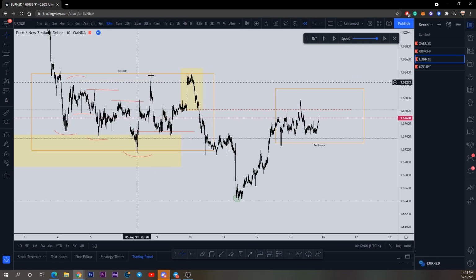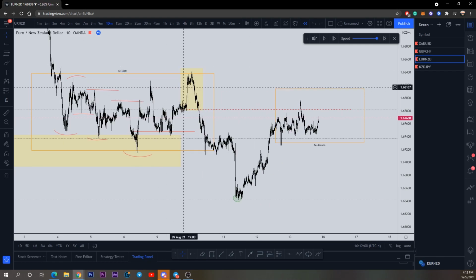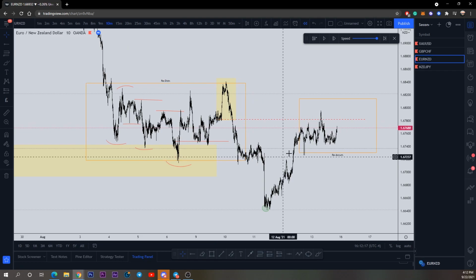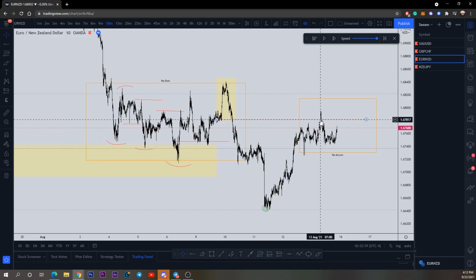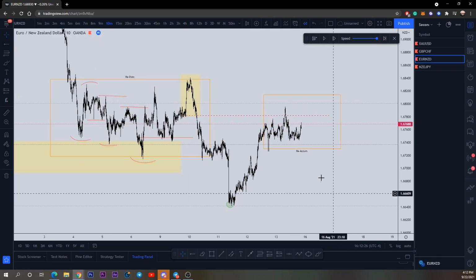Okay, so this is a big area. I'm not taking a sell element off of this alone. As the market comes back up, I'm looking for that lower time frame entry. I'm looking for that lower time frame distribution to happen inside of here for me to get that confidence to sell the market.